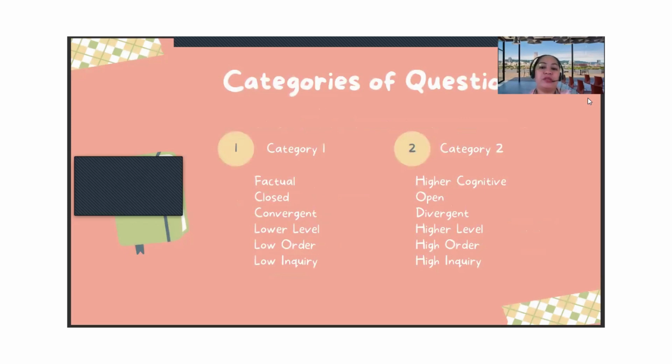Okay, so category 1 is factual, closed, convergent, lower level, low order, low inquiry, while category 2 is higher cognitive, open, divergent, higher level, high order, and high inquiry. So let's discuss what the differences between these two categories actually are.